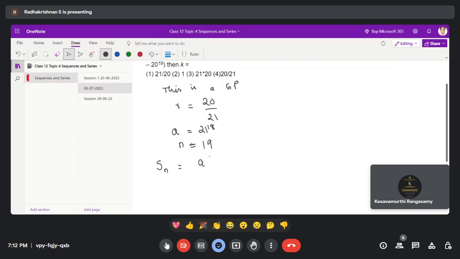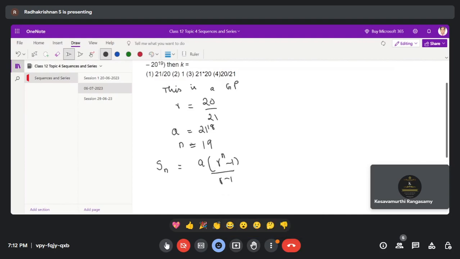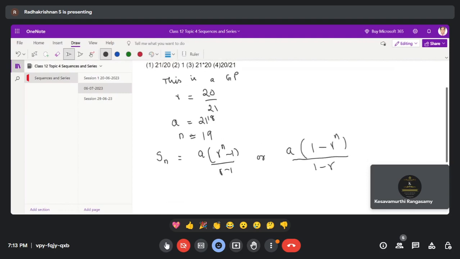Right. Depending on whether R is greater than 1 or less than 1, you have to write the formula accordingly. If it is greater than 1, you write it as A into R to the power of n minus 1 by R minus 1. If R is less than 1, you put it as 1 minus R to the power of n by 1 minus R. Both are the same. This way the terms will be positive, because R is less than 1, so we put 1 minus R in the denominator. If R is greater than 1, we put it the other way. In this case, since 20 by 21 is less than 1, we use this formula.